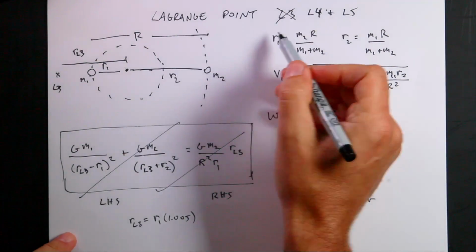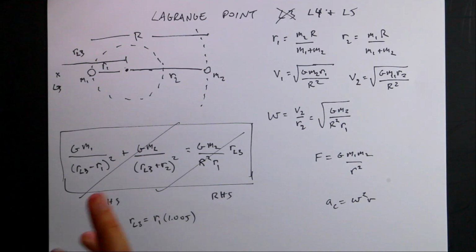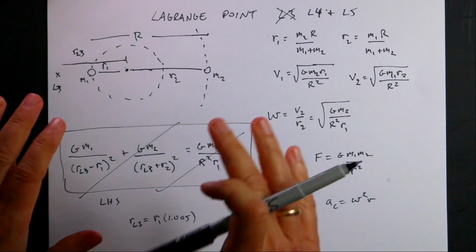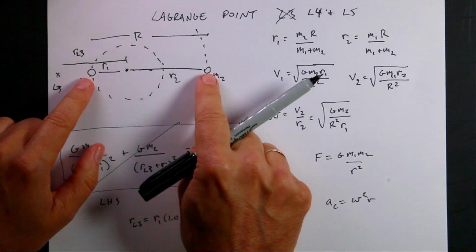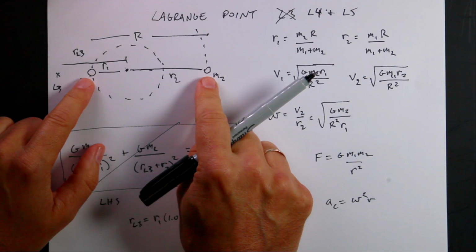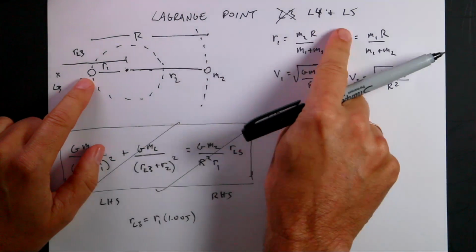I just crossed out L3. I'm switching to L4 and L5. So these are my last Lagrange points. Just really quickly, let's go over the whole deal. These are hard and easy to calculate, 4 and 5.